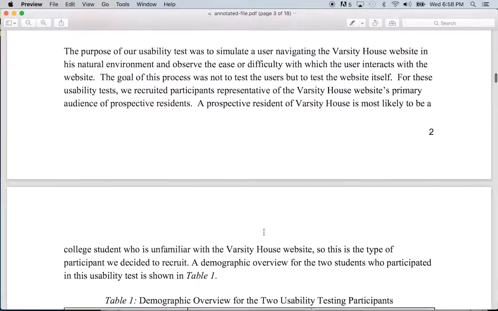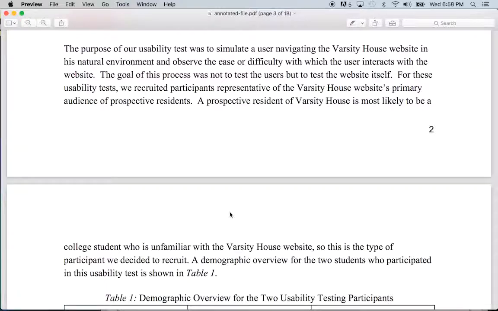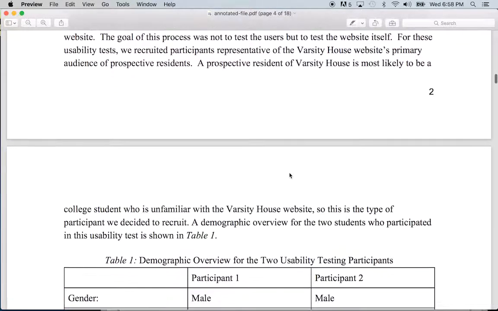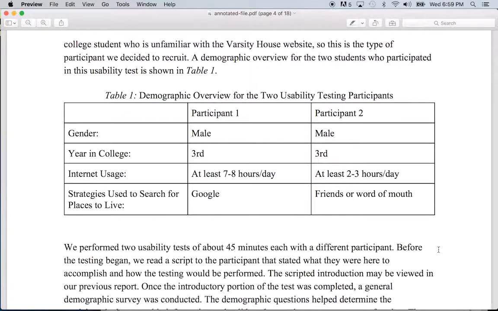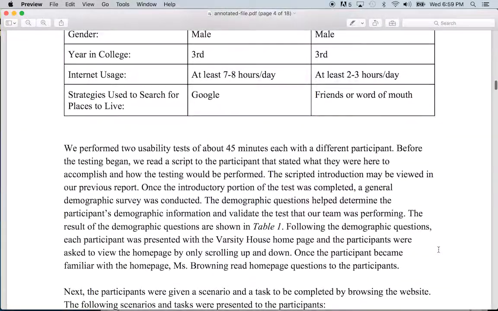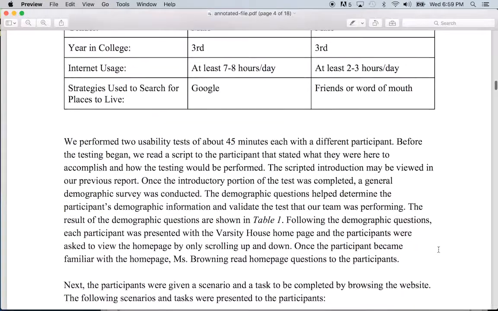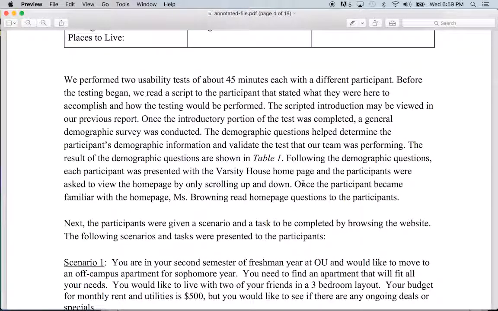So here's a sample procedure section. I'm not going to go through all of this, but there's a good introduction to what procedure is. Here is a description of the demographics of both users. I would recommend you actually including your user persona in this as well. You're only doing one user in this experiment, mind you.